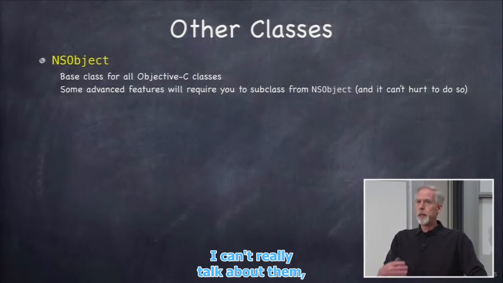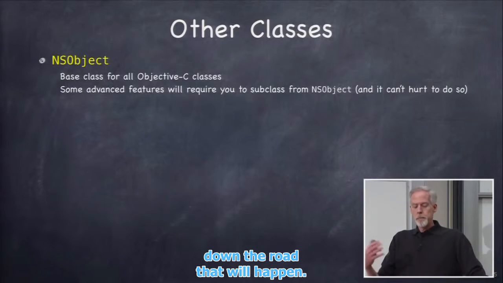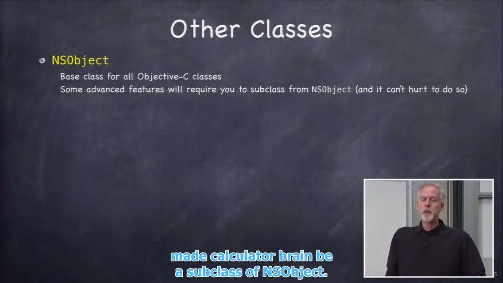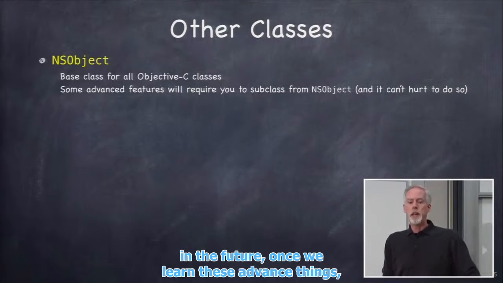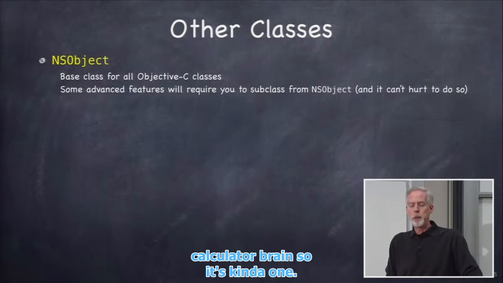I can't really talk about them because there's other things you need to know for me to even explain them to you, but down the road that will happen. It really doesn't hurt to make your Swift class be a subclass of NSObject, so we could have made calculator brain be a subclass of NSObject. It wouldn't have hurt, and in the future, once we learn these advanced things, it'd be nice to be able to do those advanced features with calculator brain. So you can feel free.